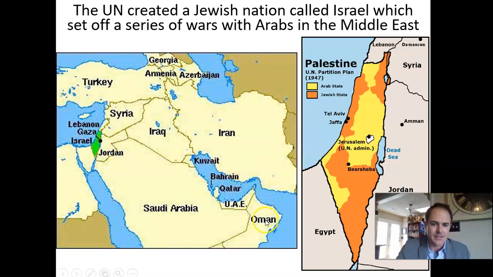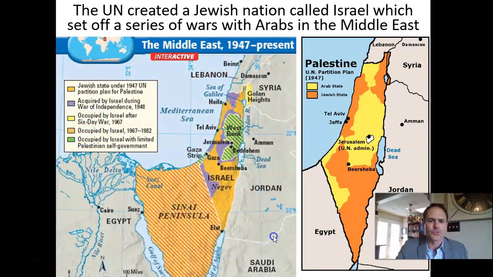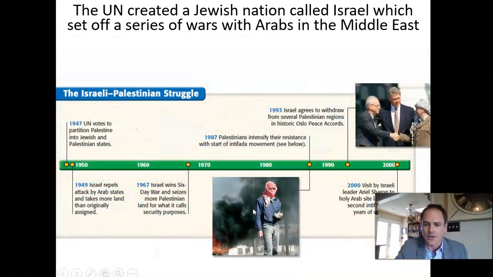And as this map will show, it was not the first war. There was a series of wars, most notably in 1967, when Israel expanded its territory, most notably in this area called Golan Heights, and the West Bank and the Sinai Peninsula. They have since returned some of that territory, but not all.